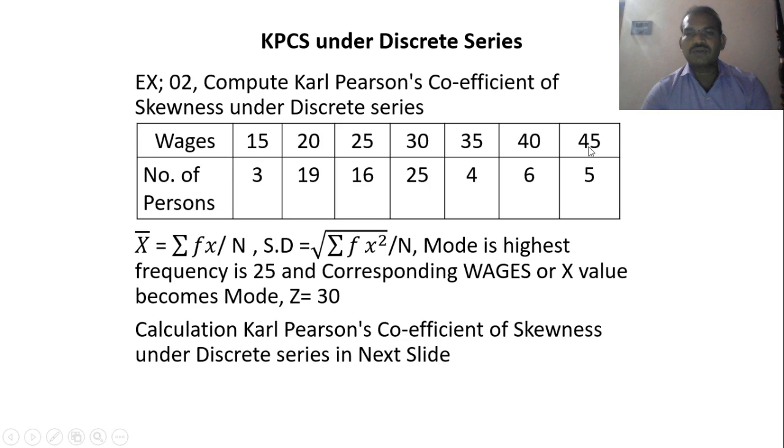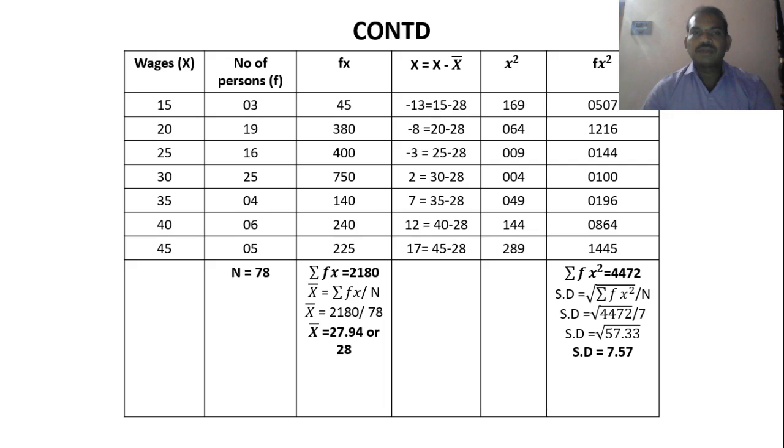Therefore mean is equal to sigma fx by n. Again, standard deviation is equal to the square root of sigma fx square divided by n. Mode is the highest frequency, which is 25, and the corresponding wage x value becomes Z is equal to 30. Now the calculation: wages 15, 20, 25, 30, 35, 40, 45; number of persons 3, 19, 16, 25, 4, 6, 5. So n is equal to 78.